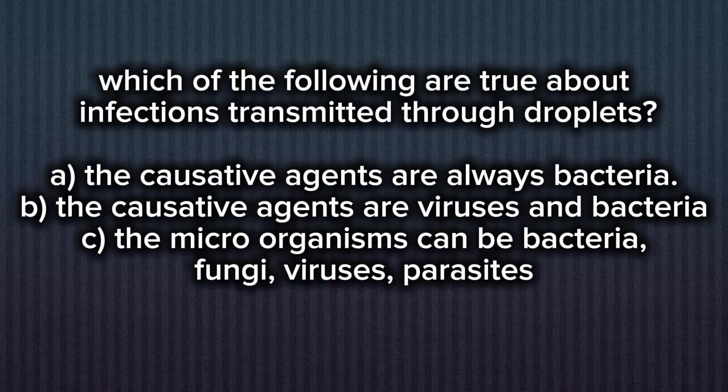Which of the following are true about infections transmitted through droplets? A. The causative agents are always bacteria. B. The causative agents are viruses and bacteria. C. The microorganisms can be bacteria, fungi, viruses, parasites.